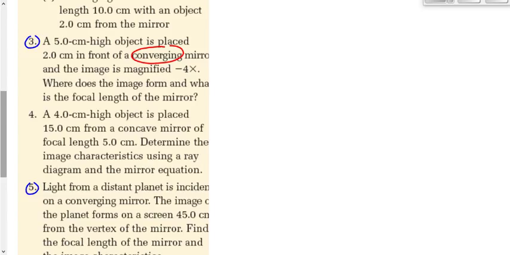So let's write down some givens here. We're going to say HO is 5.0 centimeters. We're going to say DO is 2.0 centimeters. It's a converging mirror where the magnification is negative 4. Where does the image form? We're looking for DI. And we're looking for the focal length here.